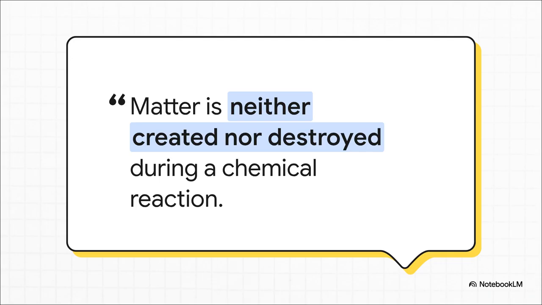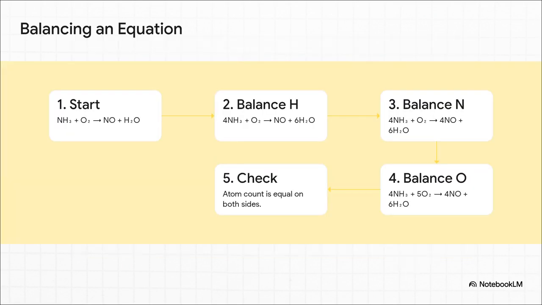It basically says you can't create or destroy matter. In a chemical reaction, atoms don't just vanish or appear out of thin air. They're just shuffled around, rearranged into new combinations. This is the fundamental rule of the game. And because of that law, every single equation has to be balanced. It's like a puzzle. You just have to make sure you have the same number of each type of atom on the left side as you do on the right side.